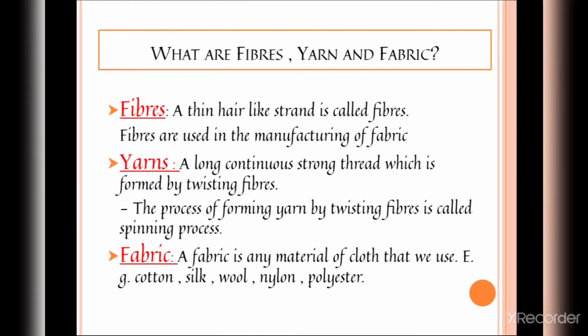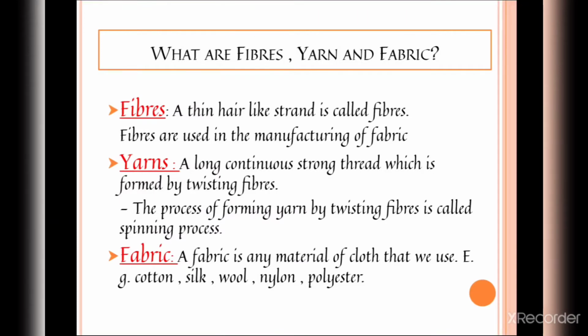Moving to the next one, fabric. When you combine the yarns together, whether in a horizontal and vertical manner or by making various kinds of loops, you get a structure which is named fabric, and this fabric is nothing but a cloth material that we use to wear. Various kinds of fabrics are there in the market. Examples are cotton, silk, wool, nylon, polyester.